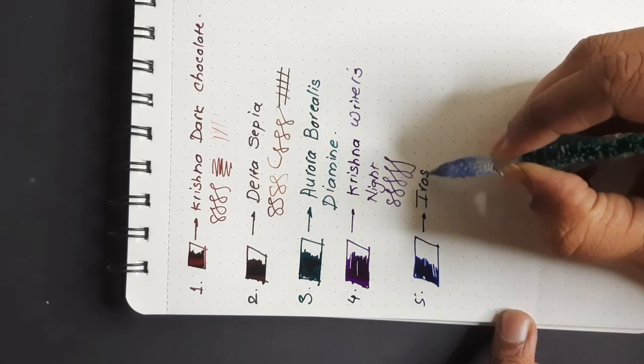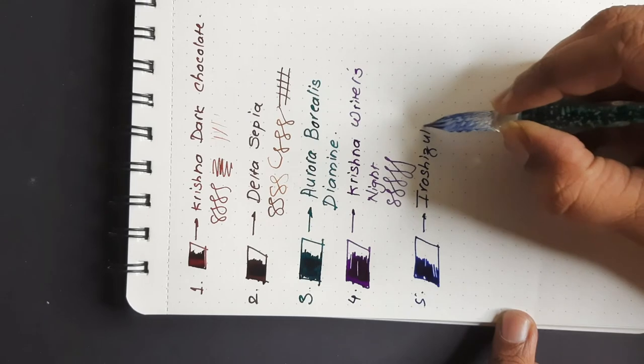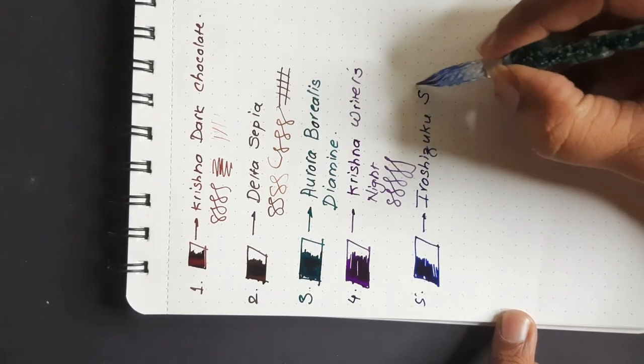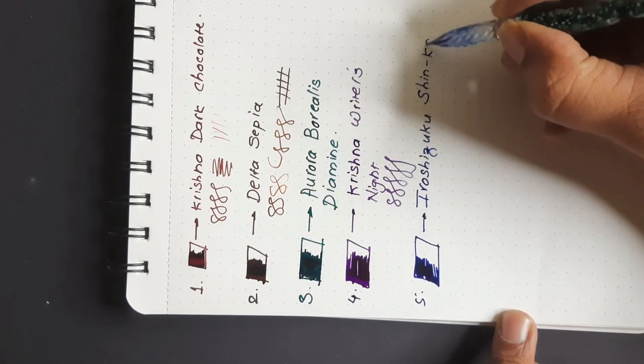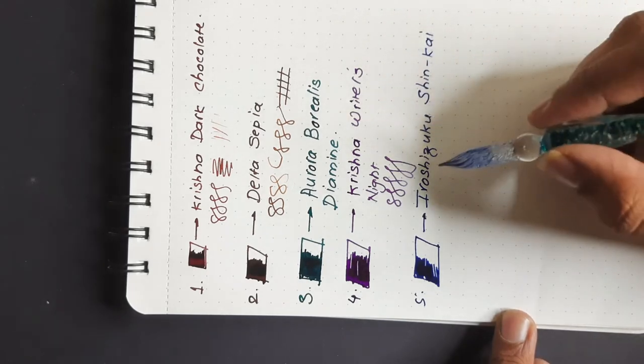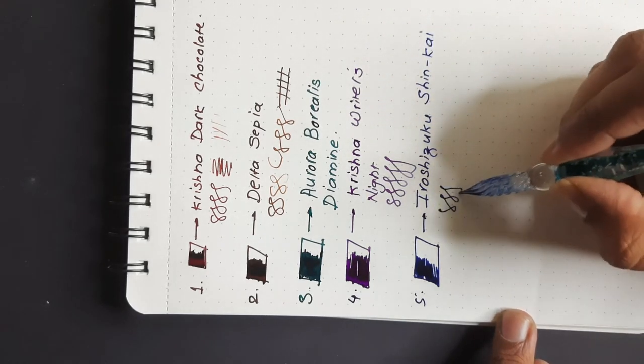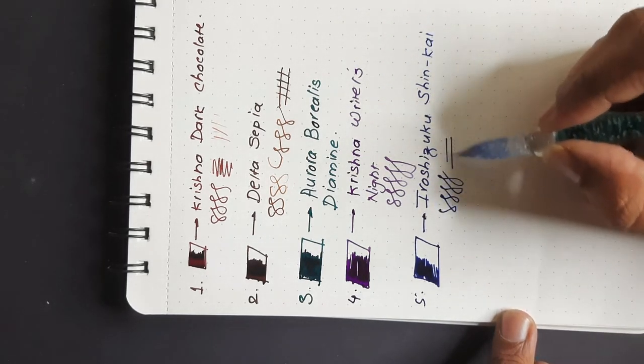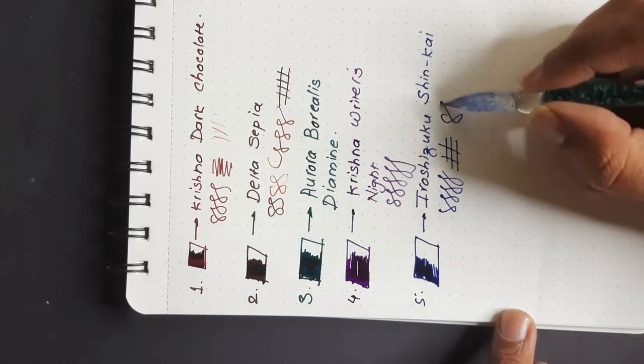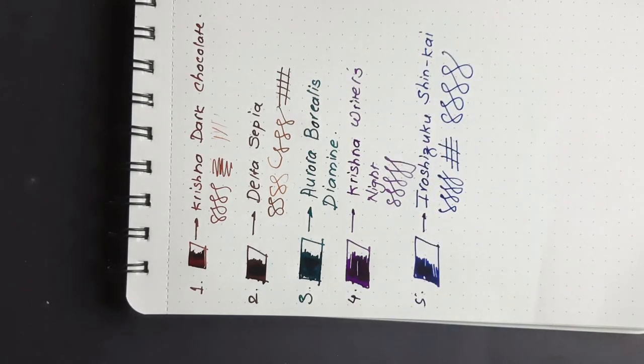Wet. Iroshizuku Shinkai. Very wet, never close your pen. And no matter what paper you are using, as long as you are using a better paper, it will just behave perfectly well.